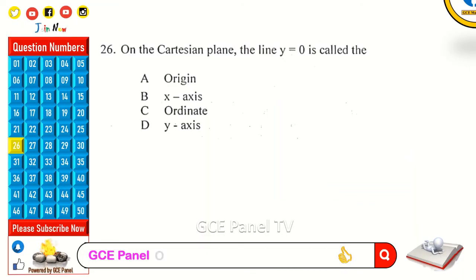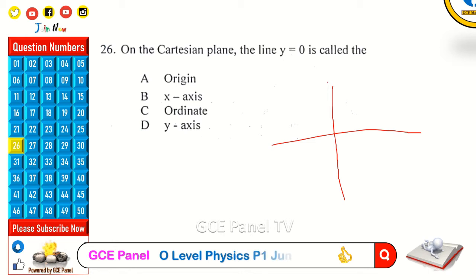Okay, now question 26 reads, on the Cartesian plane, the line y equals 0 is called. So this is the Cartesian plane, right? The line y equals 0, this is the y-axis, and this is the x-axis. Another name for the x-axis is the line y equals 0, because along the x-axis, y is always equal to 0. So the line y equals 0 is called the x-axis.